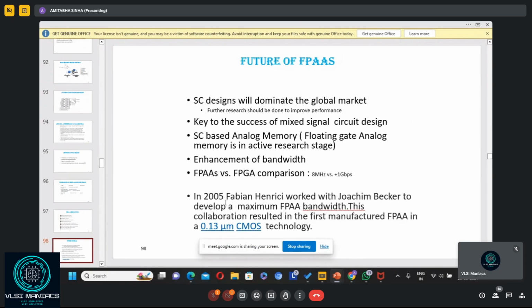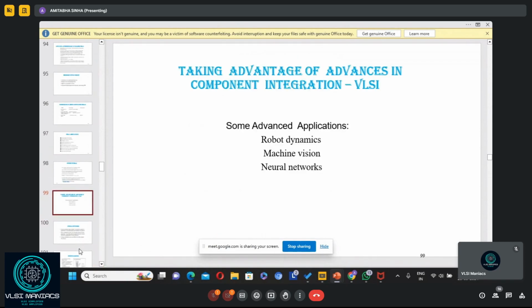In fact, in 2005, Fabian Henrique worked with Joachim Becker to develop a maximum FPA bandwidth. This collaboration resulted in the first manufactured FPA in 0.13 micrometer CMOS technology. So here, in robot dynamics, FPAs are also used. It's found they'll be suitable.